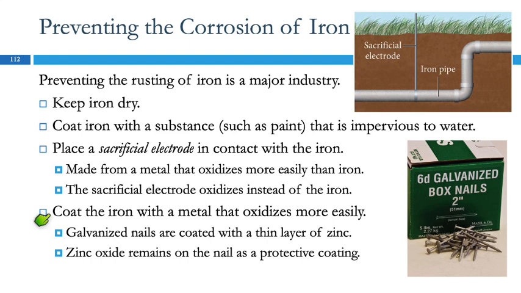Another strategy is to coat the iron with a metal that oxidizes more easily. And zinc can be used to do that. So these are galvanized nails. What does that mean? They are coated with a layer of zinc. Zinc does corrode, but it makes zinc oxide, which is like the aluminum oxide. It's a coating and is stable. So you get this zinc oxide coating on your nails, and that's going to protect the nails from rusting. Again, as long as the coating doesn't get damaged.